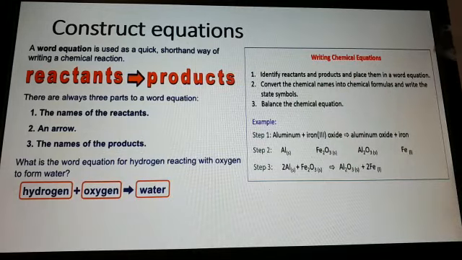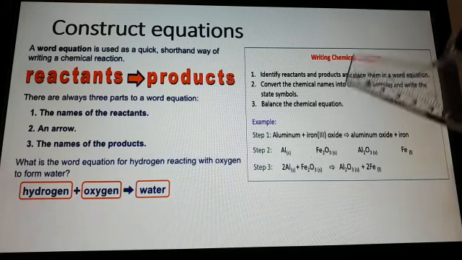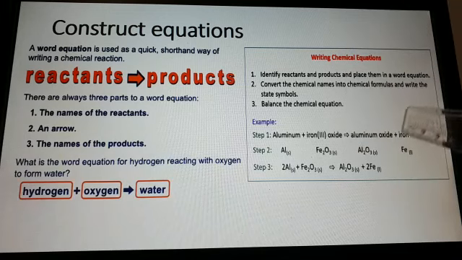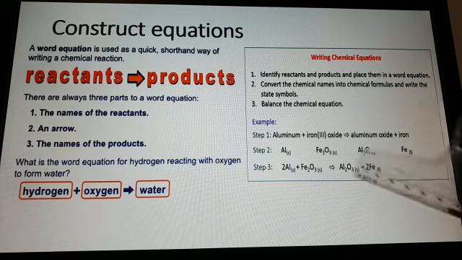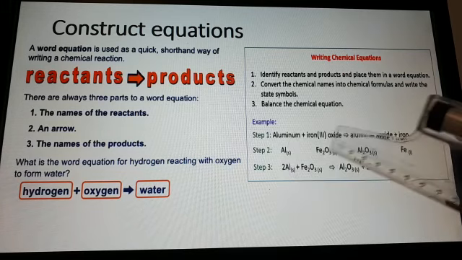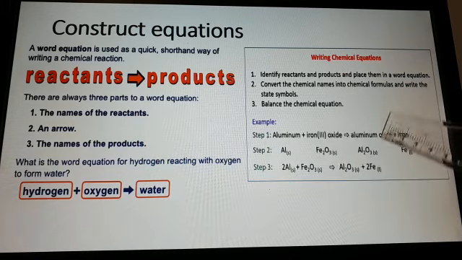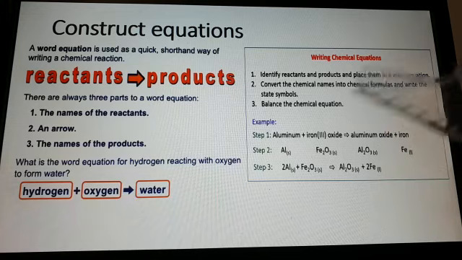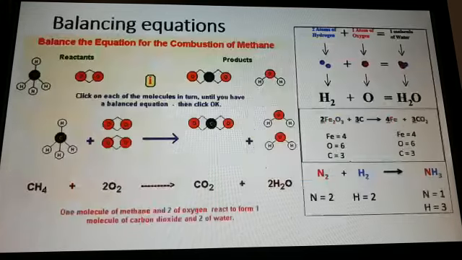By writing a chemical equation, identify the reactants and products and place them in a word equation. Convert the chemical names into chemical formulas and write the state symbols. Then balance the equation. Here see, aluminium reacts with iron oxide, and aluminium oxide and iron are formed. This way we have to write the equation.